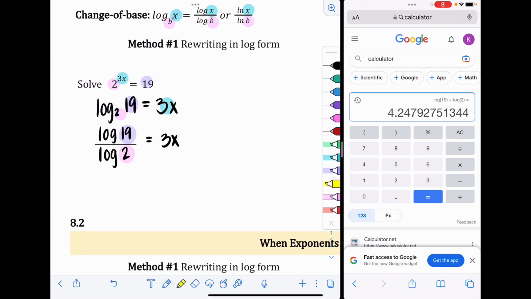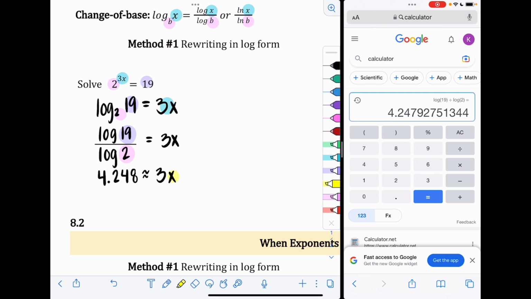And you can see it's about 4.2479 and so on, but I'm going to round this to 3 decimal places. So it'd be about 4.248, because that 9 would round the 7 up to an 8. And then that is equal to 3x. And then my ultimate goal in solving is to get x by itself.